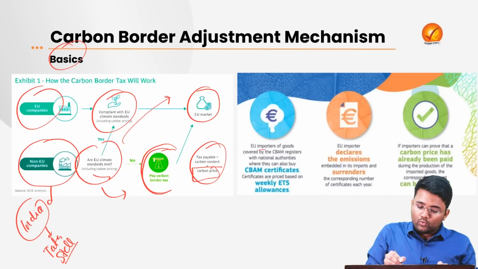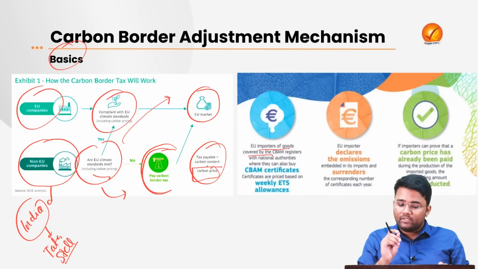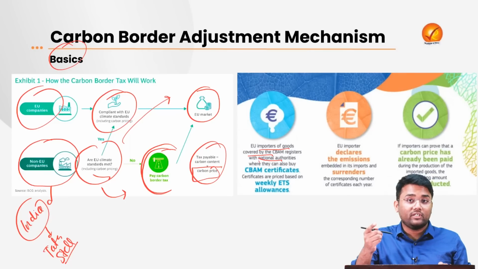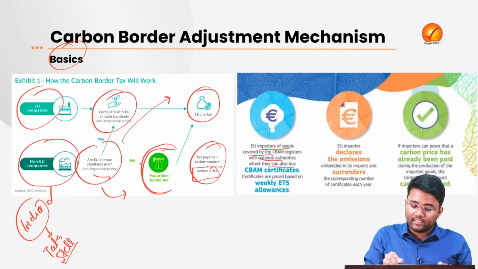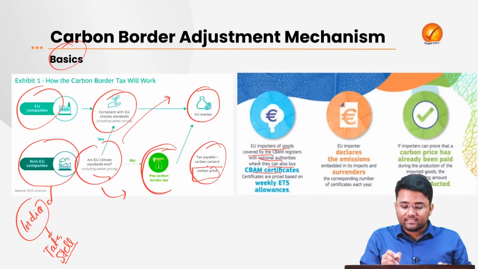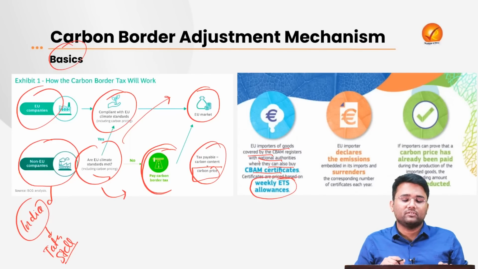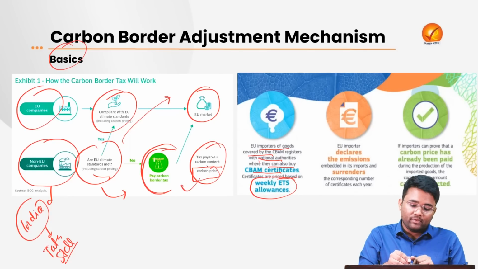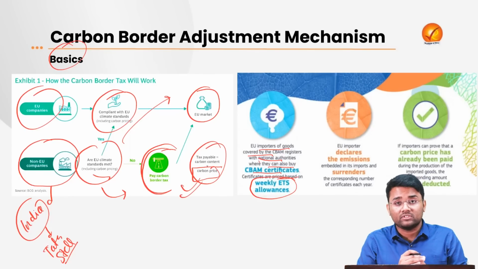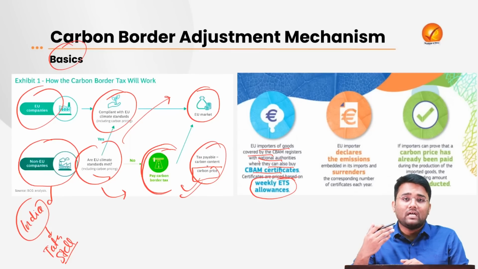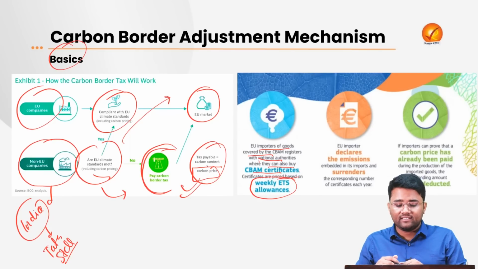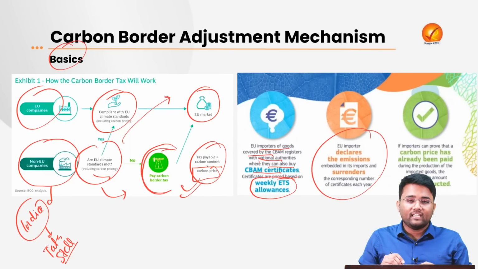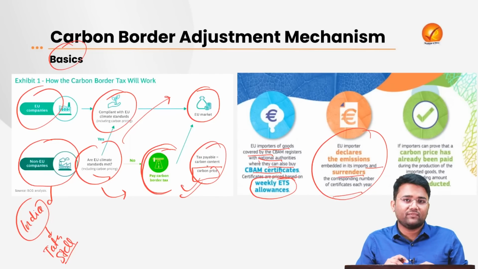Actually, EU importers of goods covered under the CBAM register with the national authorities in the EU countries, where they can also buy CBAM certificates. And these certificates are based on the weekly ETS allowance, or emission trading system allowances. So this carbon price that is actually being imposed comes out of various auctions that happen through the emission trading systems. The EU importer declares the emission that is embedded in its imports and surrenders the corresponding number of certificates each year.